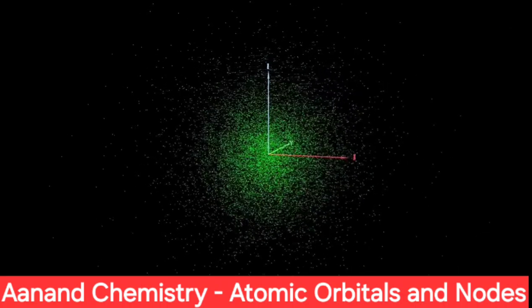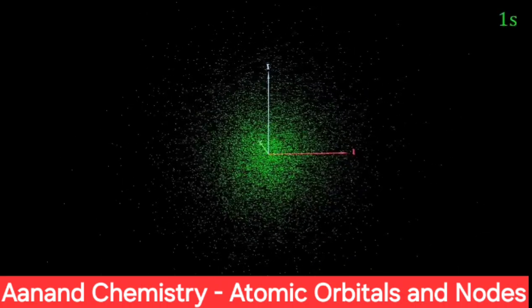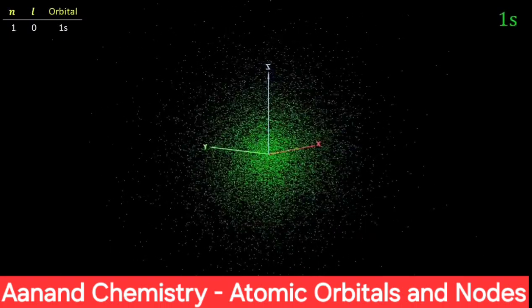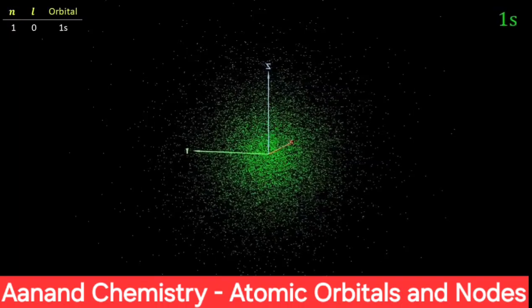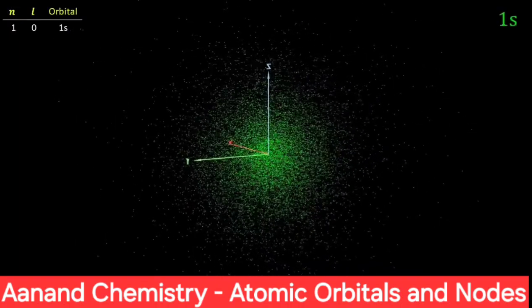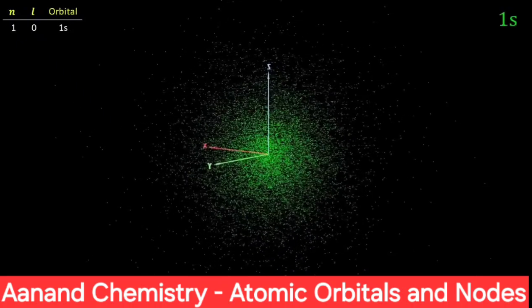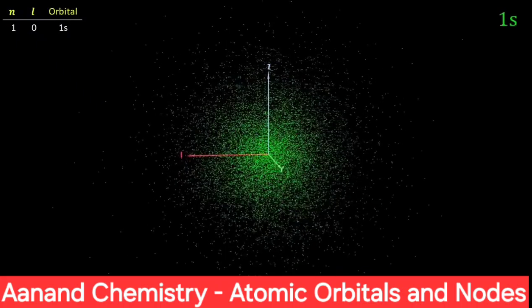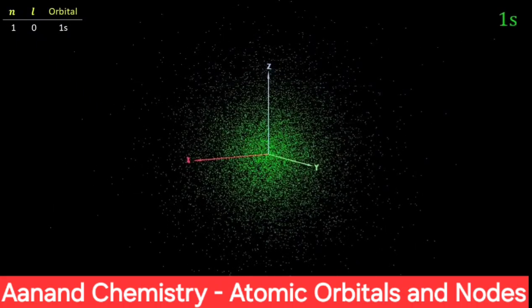The ground state orbital is called 1s. The 1 is the principal quantum number, which is related to electron energy. The s means that the orbital quantum number L is equal to 0. S orbitals have spherical symmetry, so the probability of finding the electron does not depend on the direction.